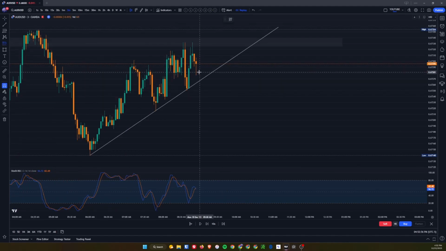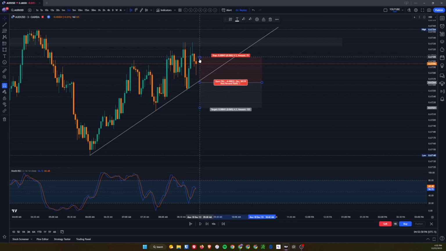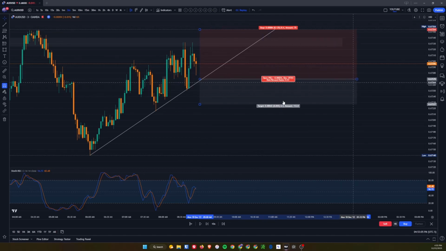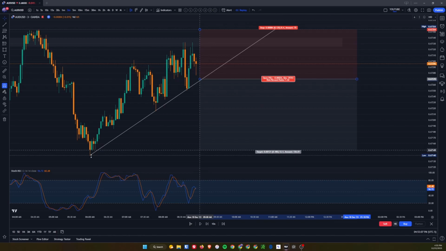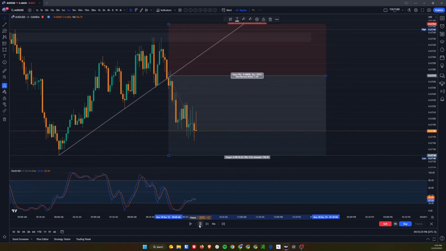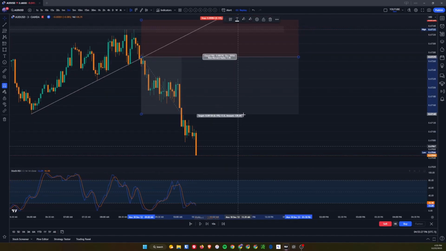And let's say I'm trying to sell. So what would I do? Stop loss up here. Take profit down here somewhere. Oversold, counter trend line break, support resistance, supply resistance zone rejection. Let it play out. Look what happens. Boom.